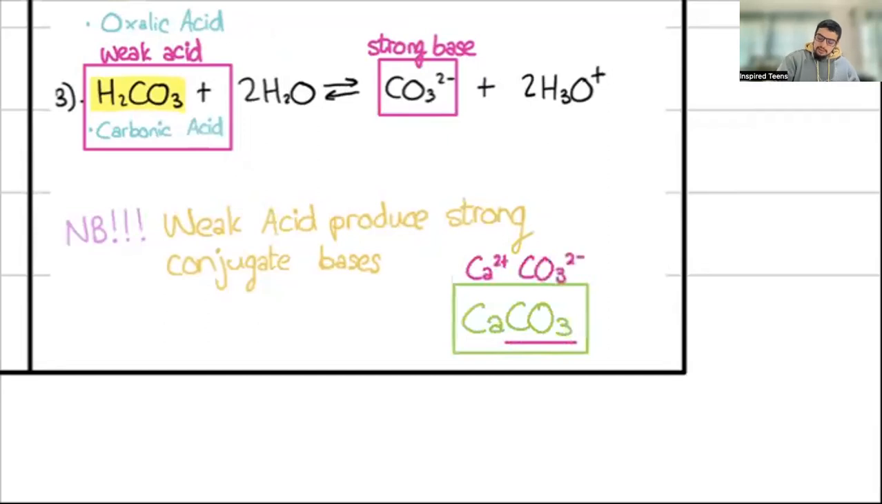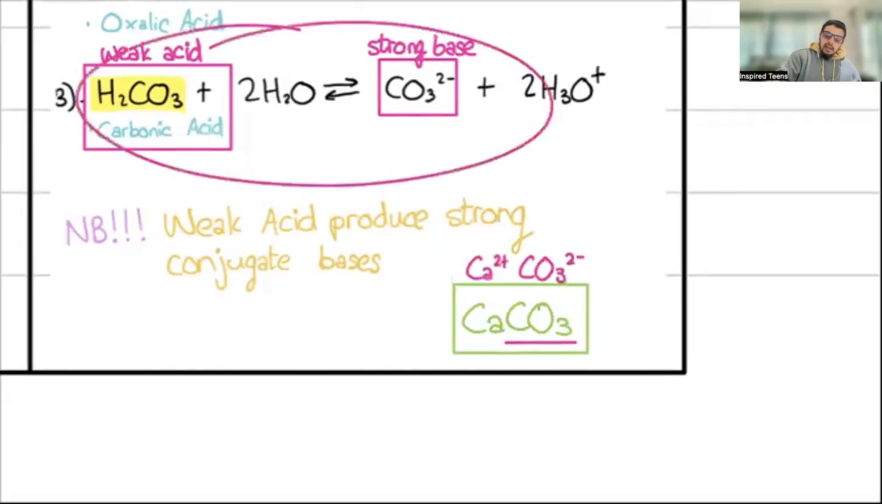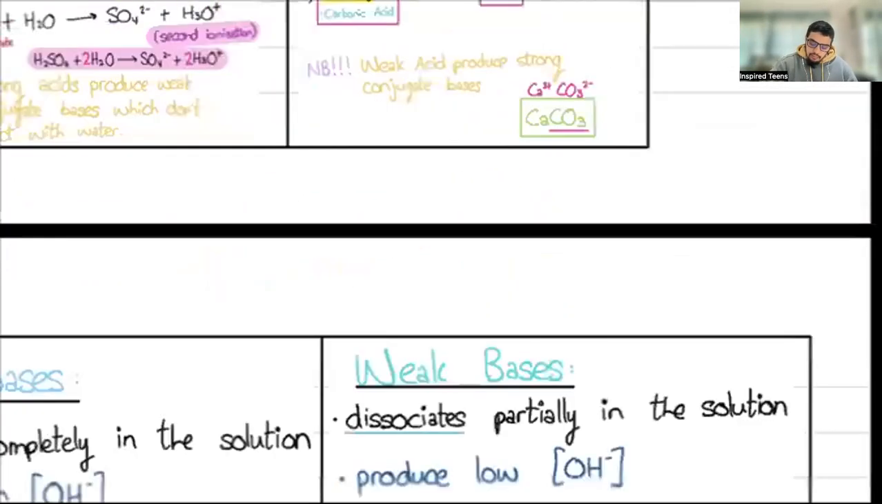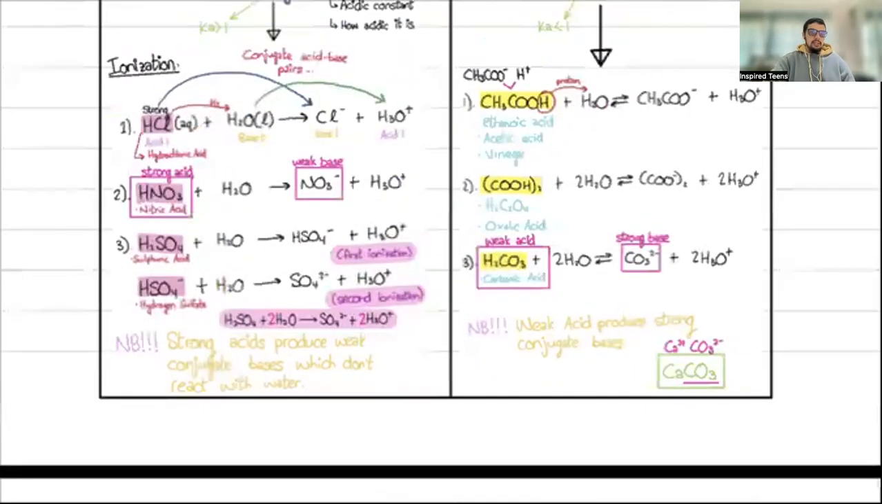In this specific reaction, this weak acid is forming the strong conjugate base. So CO3 2 minus is a base. So they could use CaCO3 as a base. Why? Because the CO3 2 minus is actually a strong conjugate base from this reaction. It'll make more sense when we do a question. But nevertheless, remember those last things: strong acids produce weak conjugate bases which don't react with water, and weak acids produce strong conjugate bases.